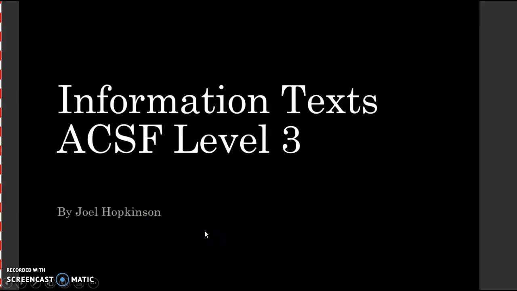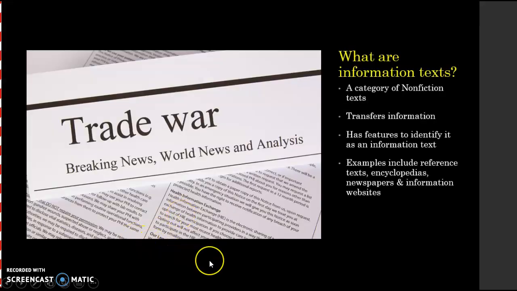So let's get started. What are information texts? They're a category of non-fiction text that are related to transferring information, and they have particular features and structures which help the reader to identify information. Examples of information texts might include reference texts, encyclopedias, newspapers, or information websites.